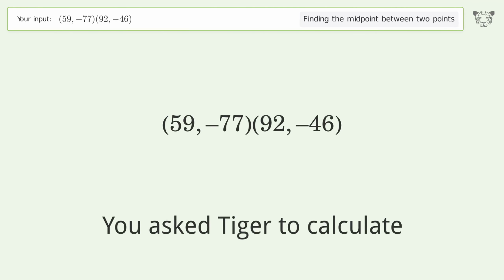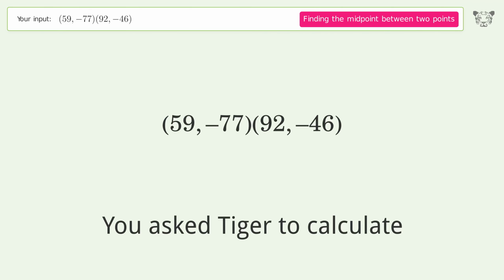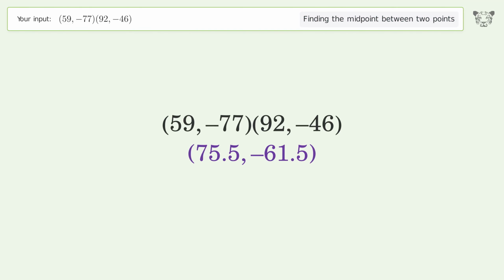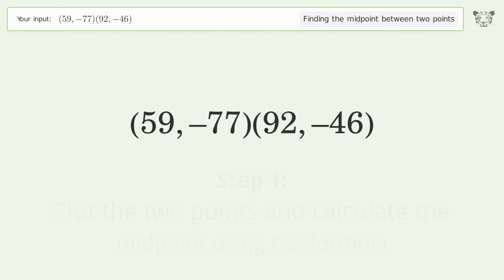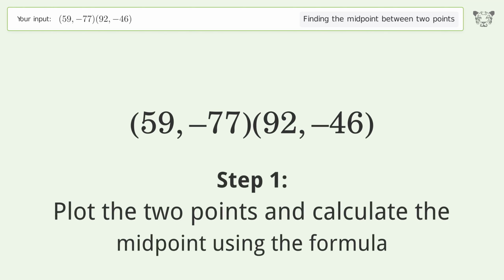You ask Tiger to calculate. This deals with finding the midpoint between 2 points. The midpoint between the 2 points is 75.5, negative 61.5. Let's solve it step by step. Plot the 2 points and calculate the midpoint using the formula.